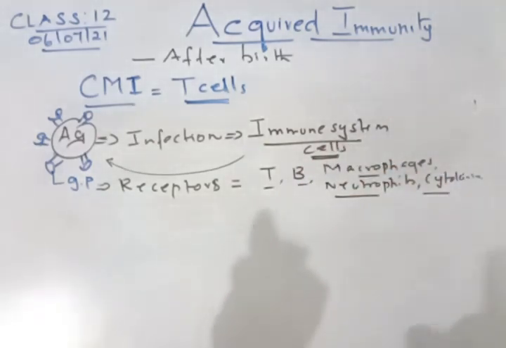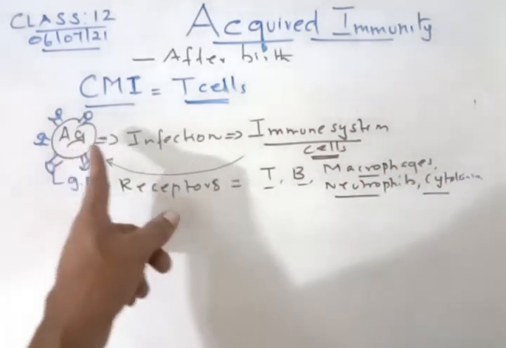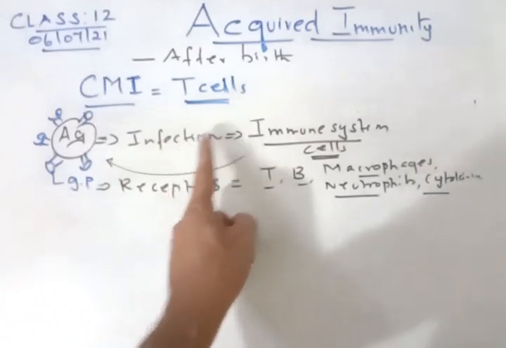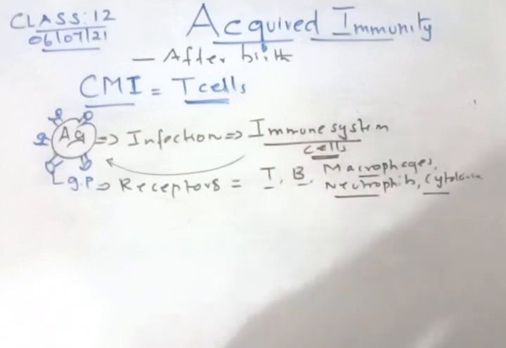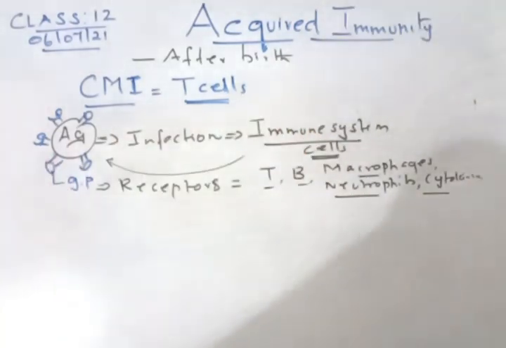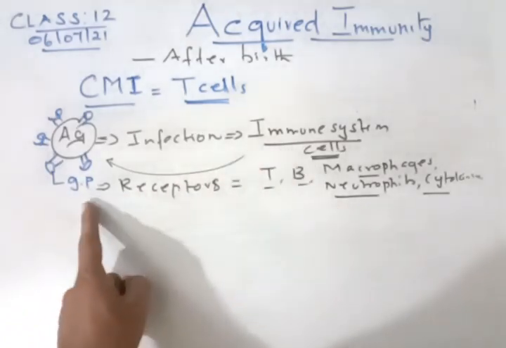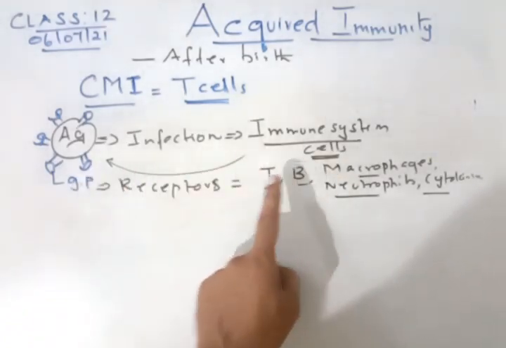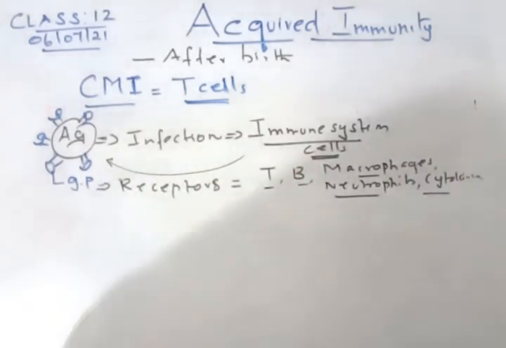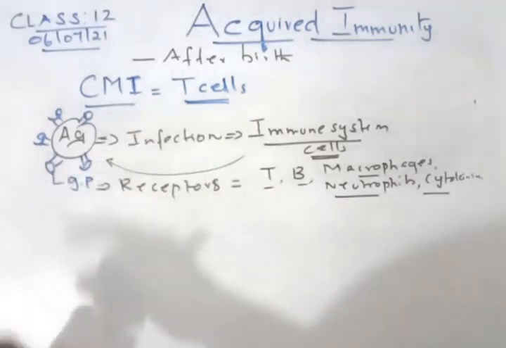Clear? Now we are getting it, no? Once the antigen enters the body, it causes infection. At that time, your body's immune system is activated, and this immune system has to recognize the antigen. How? It will recognize the receptors. So who will go and recognize it? The cells present in the immune system will recognize that. So that means this is also having a receptor.